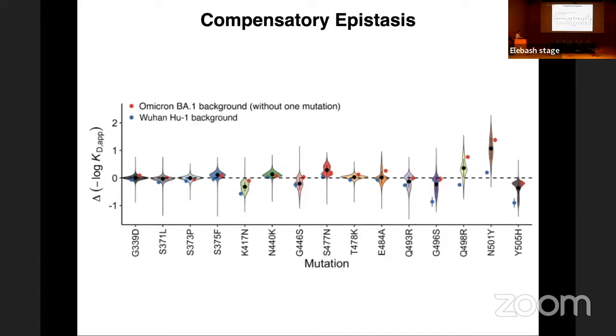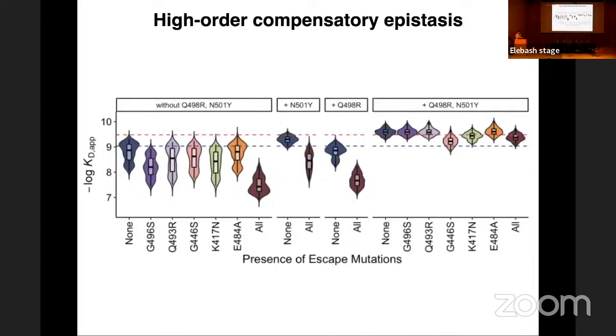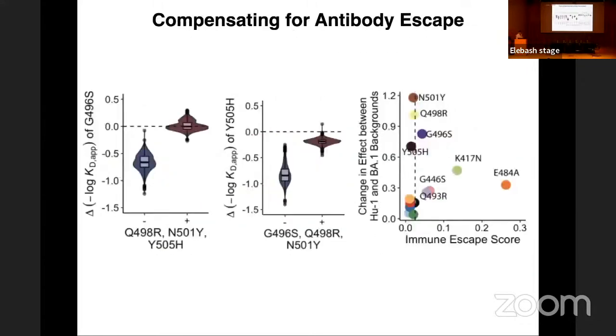So somehow, each of these mutations individually is bad, or at best neutral, for ACE2 binding when they happen in the ancestor, but it's okay or even good if it happens in the Omicron background.